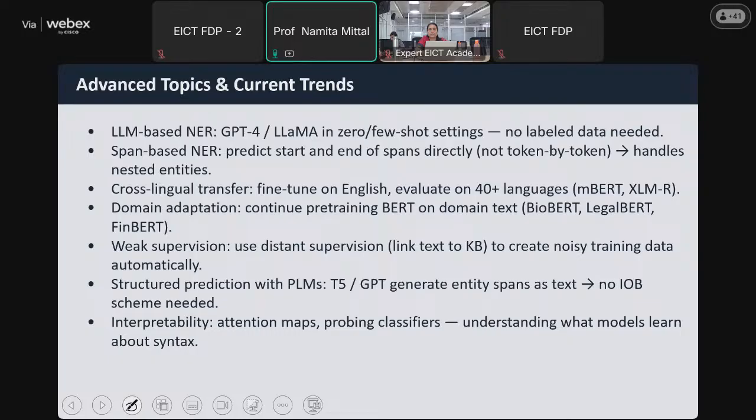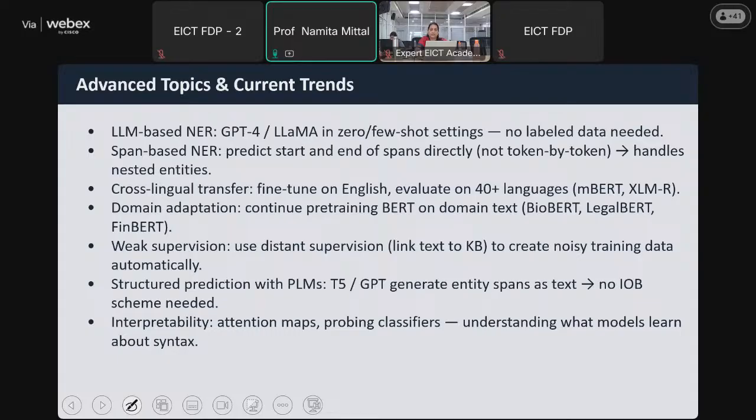And no labeled data needed. We don't need the training one. Then span-based NER predicts the start and end of the span. That is very much important. Like we have Barack Obama, we have United States of America.